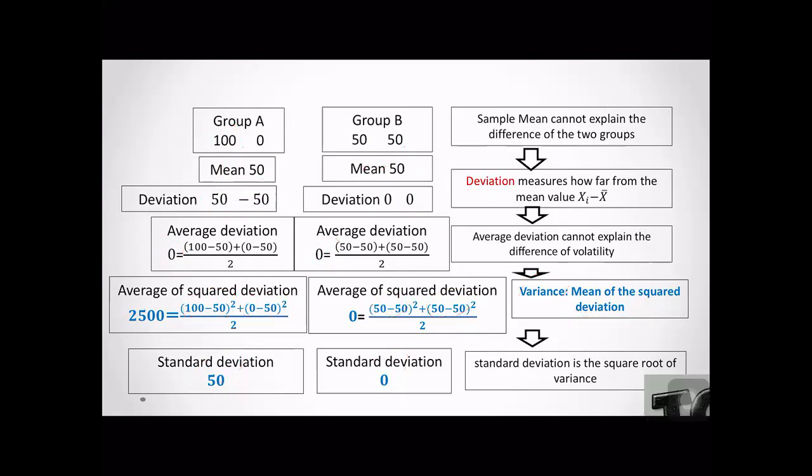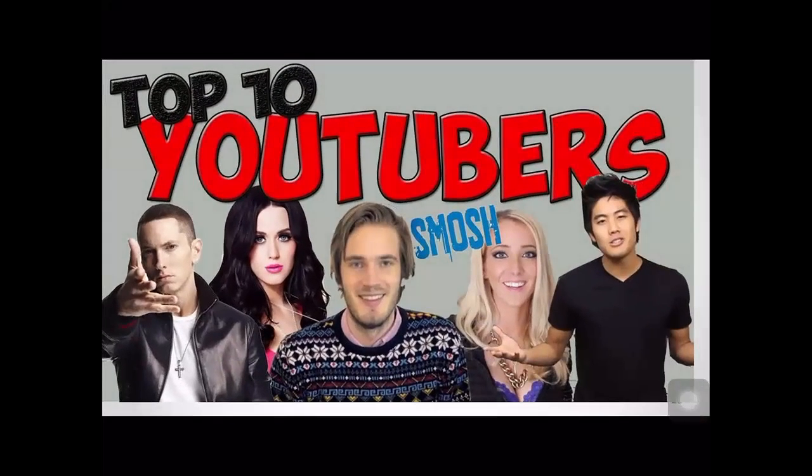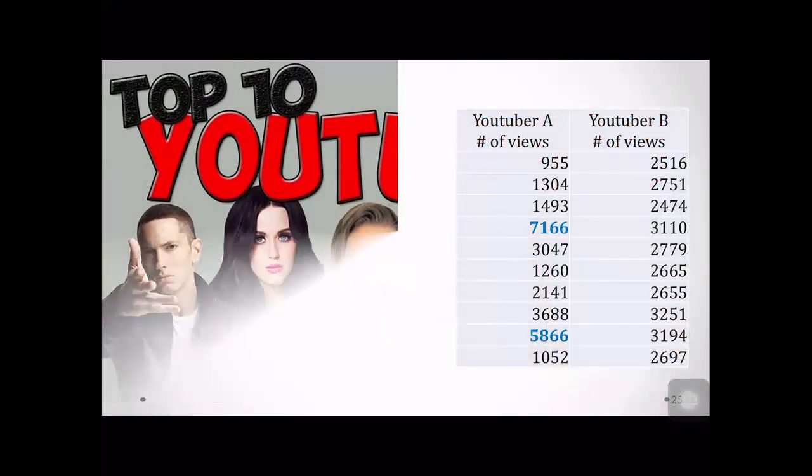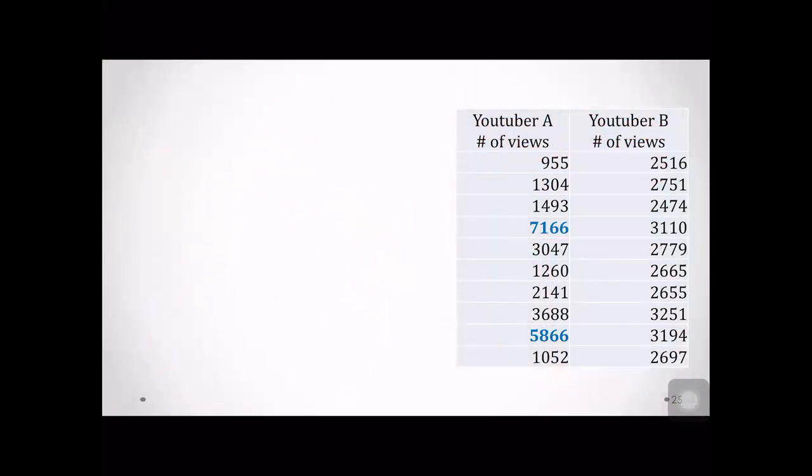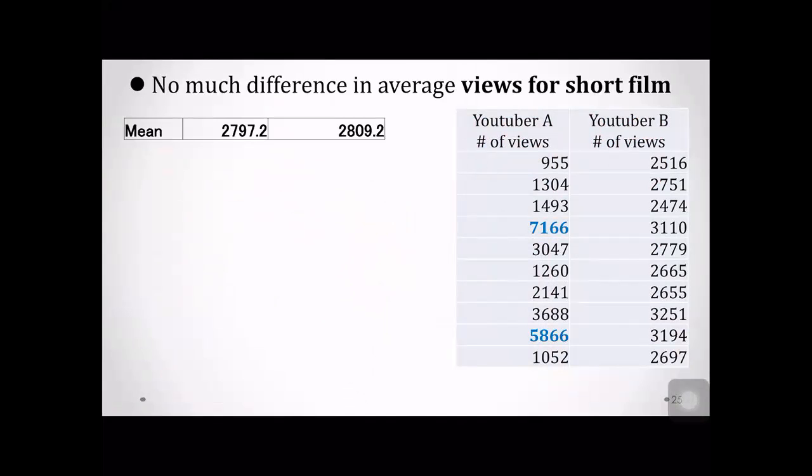Okay, so let's see some real life examples. I think there are many top YouTubers. For example, there's a YouTuber A and a YouTuber B. For each video, they have a different number of views, right? Maybe it depends on the quality of the video and the contents. So let's calculate the mean views for each YouTuber. I think it's quite similar.